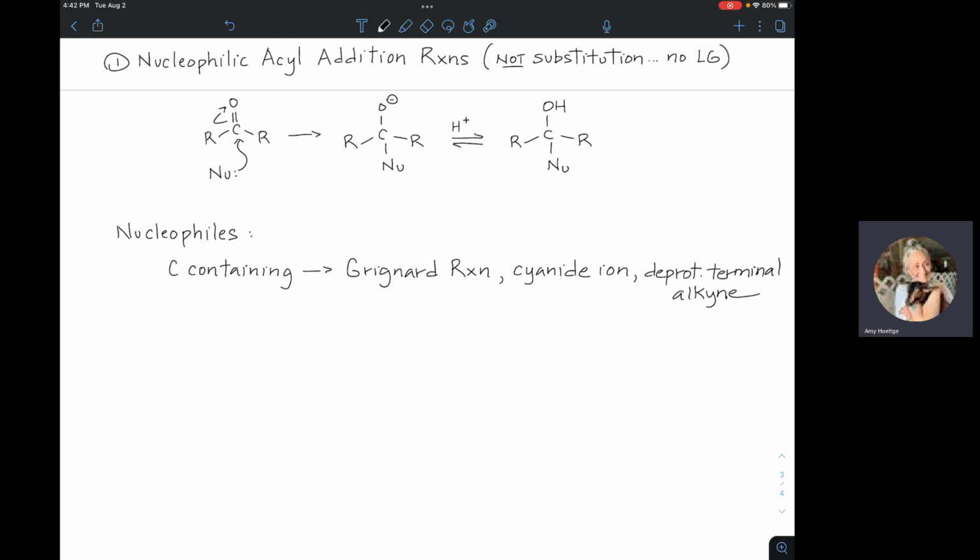Remember way back when we did alkenes and alkynes, we said that terminal alkynes can be really weakly acidic, and with a strong enough base, you can deprotonate the alkyne to make a carbanion. It's a good way to make a new carbon-carbon bond. That could be a nucleophile. So any carbon-containing nucleophile, we could have hydrogen-containing nucleophiles. We, believe it or not, actually already talked about this a little bit.